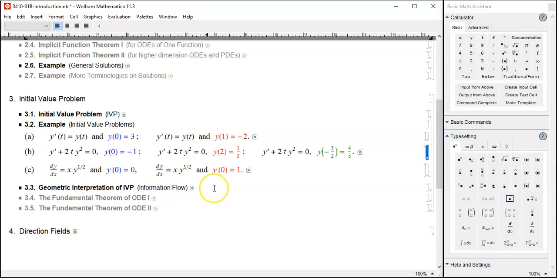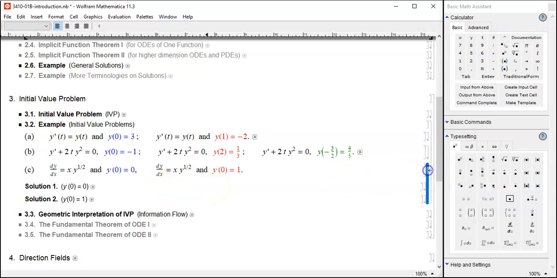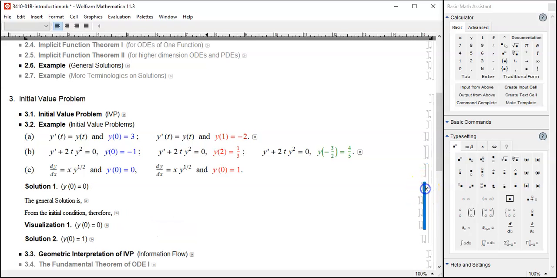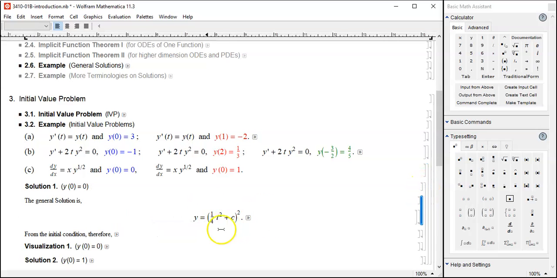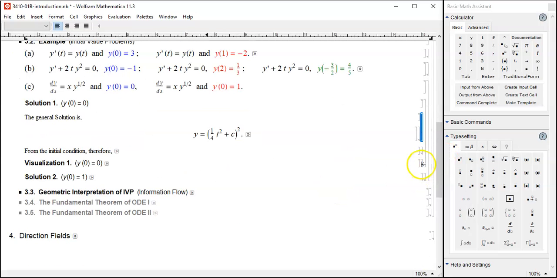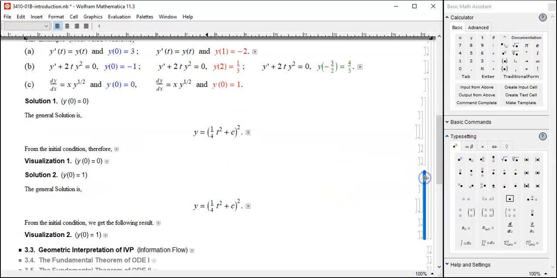Final problem here, I'll leave that to students. General solution is this. General solution is that, okay, and then determine C using these initial conditions. Good luck.